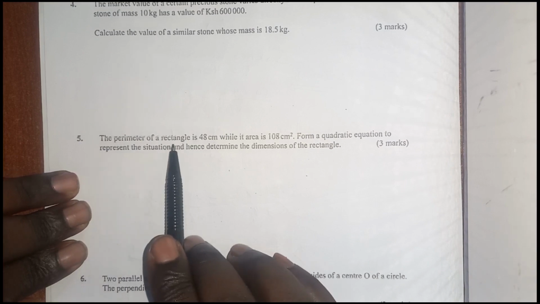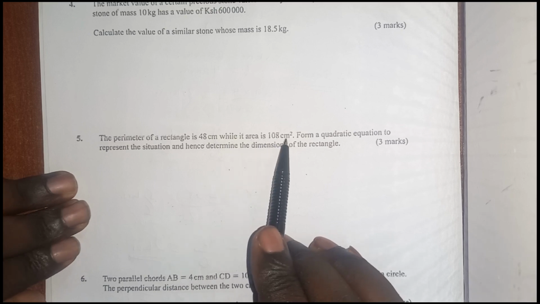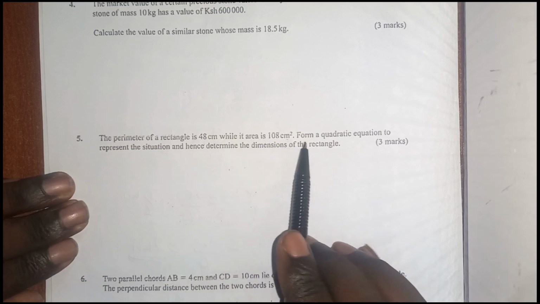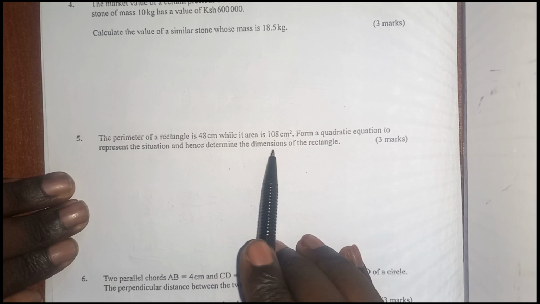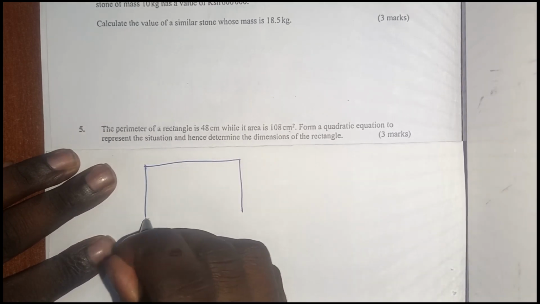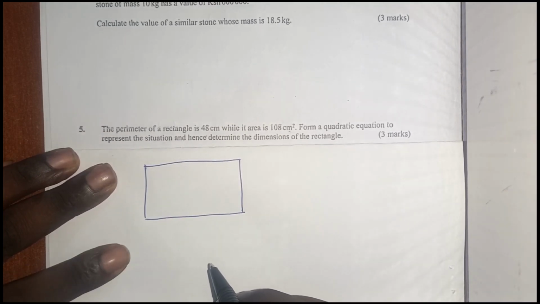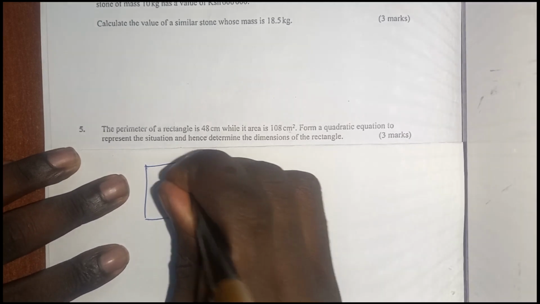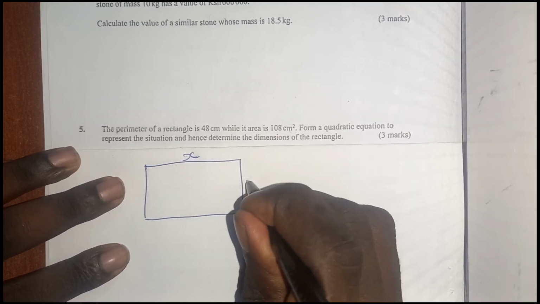If we are to proceed on, we go to the next question. It says the perimeter of a rectangle is 48 centimeters while the area is 108 centimeters squared. Form a quadratic equation to represent the situation and hence determine the dimensions of the rectangle, right? So we're being told we have a rectangle. This is our rectangle. We're going to give it arbitrary values because we want to form a quadratic equation. We're going to say the length is x and the width is y.